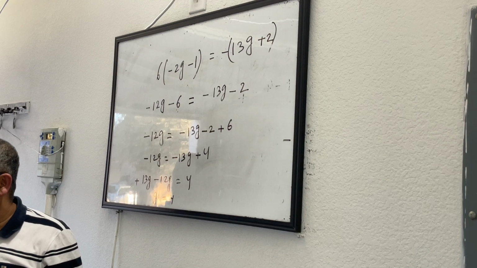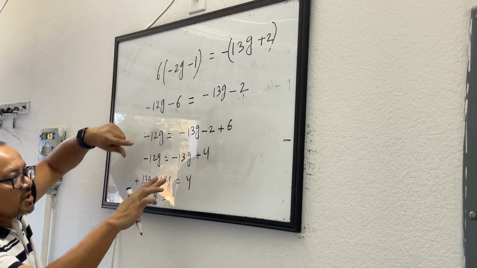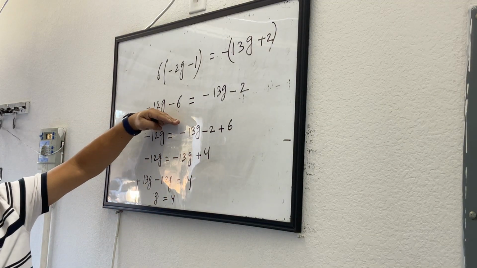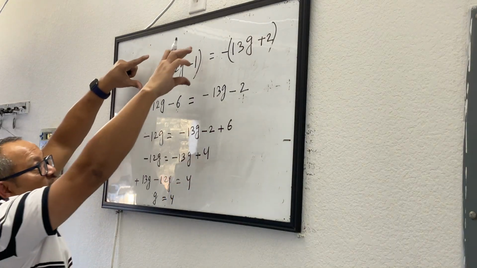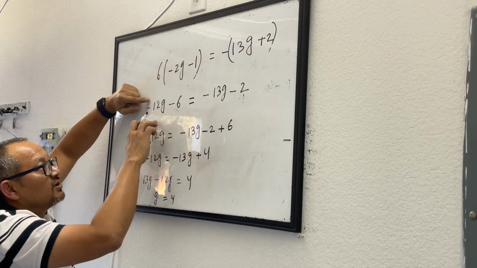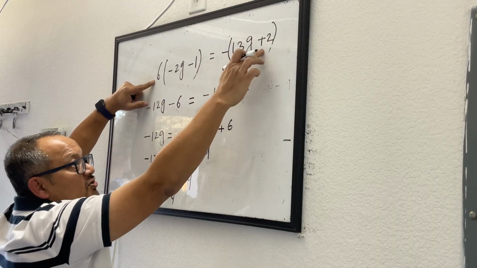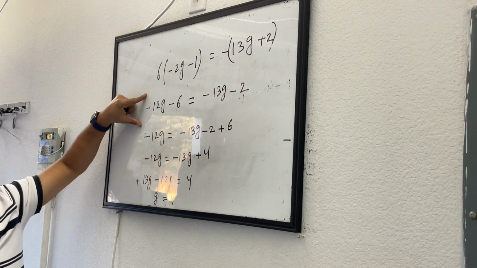How did you get 4? How is 13 minus 12 4? So look at this. See, this is the beauty of doing it step by step. So I first broke this bracket open. So here minus 12G minus 6. And minus 13G, minus into plus is minus 2. This part is okay? Yeah?